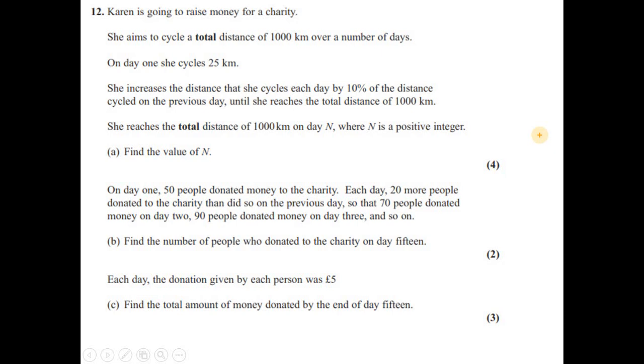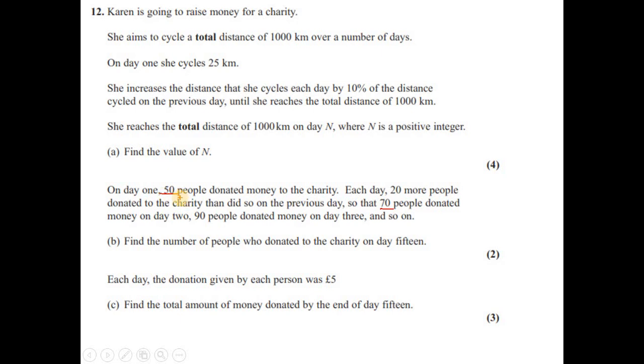Each day, the donation given by each person was £5. Find the total amount of money donated by the end of day 15. Now, if you see the pattern, the first day there were 50 people, and then the next day 70, and then 90. So if you multiply 5 by these numbers of people, you can get the amount on each day.